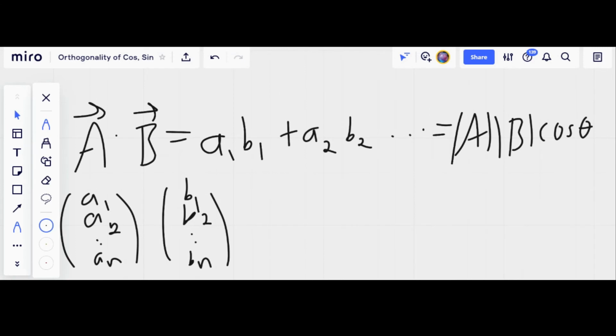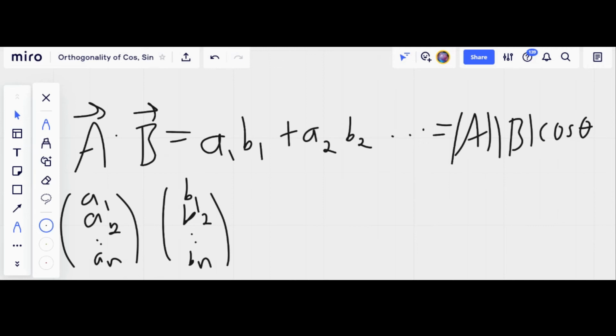Qualitatively, what this tells us is that if the angle between the vectors is greater than pi over 2, then the inner product is negative. If the angle is less than pi over 2, then the inner product is positive. And if the angle is precisely pi over 2, then it's 0. So if the vectors are orthogonal, their inner product is 0, which is a way you can test for orthogonality.